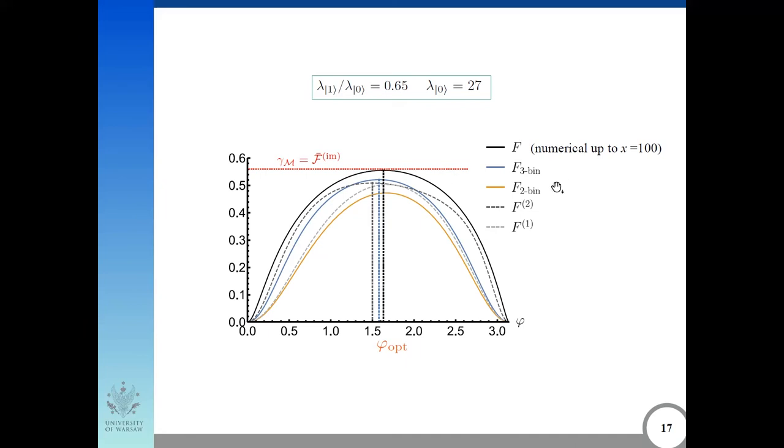I mean, basically we always just need to consider two terms, or the two or four moments. And moreover, the optimal angles here are also approximating it rather well.